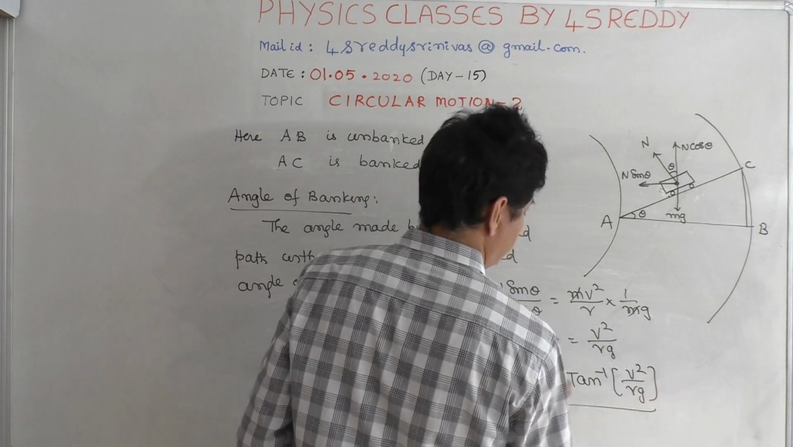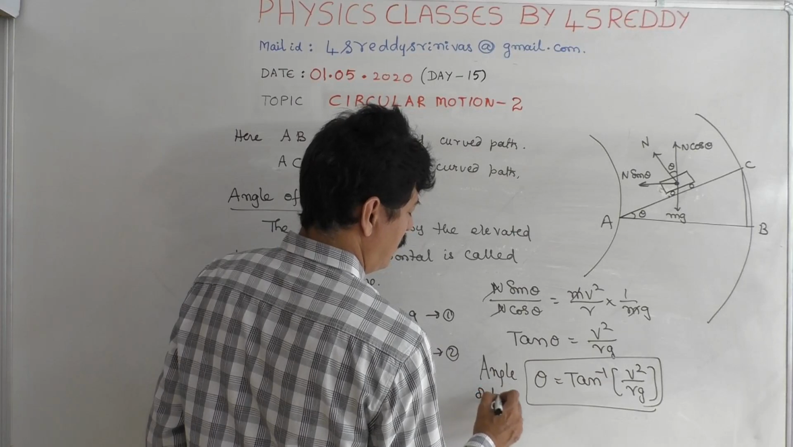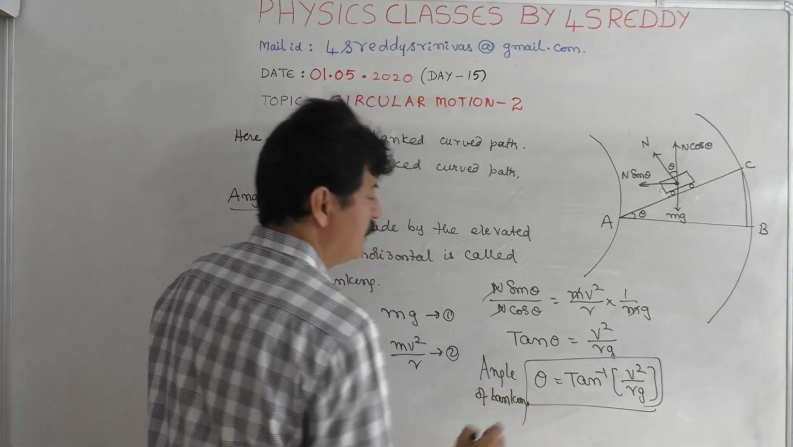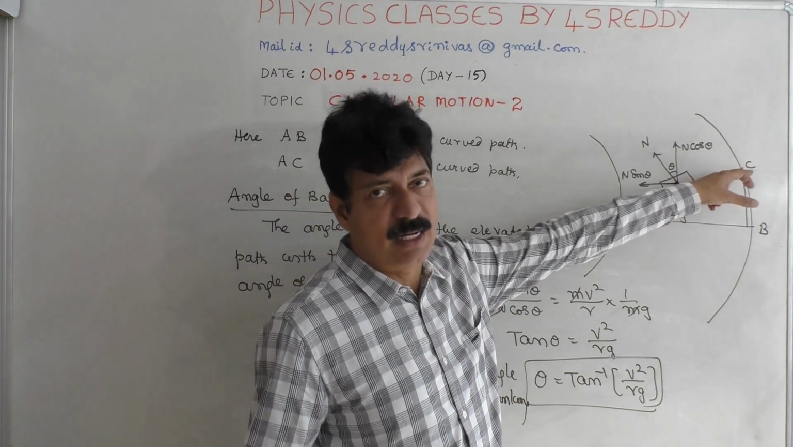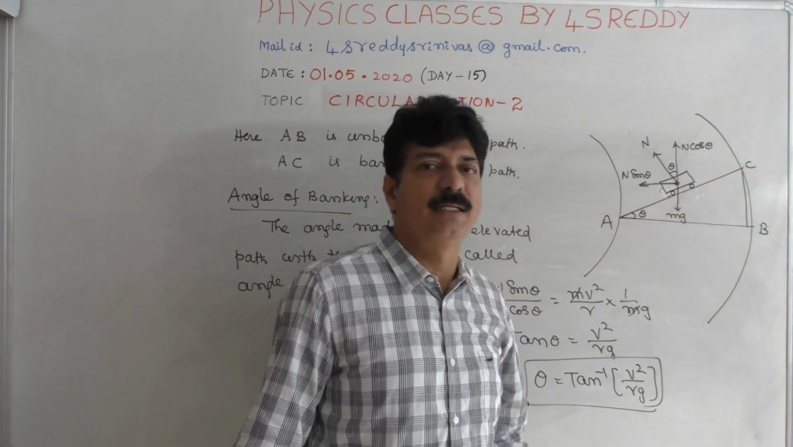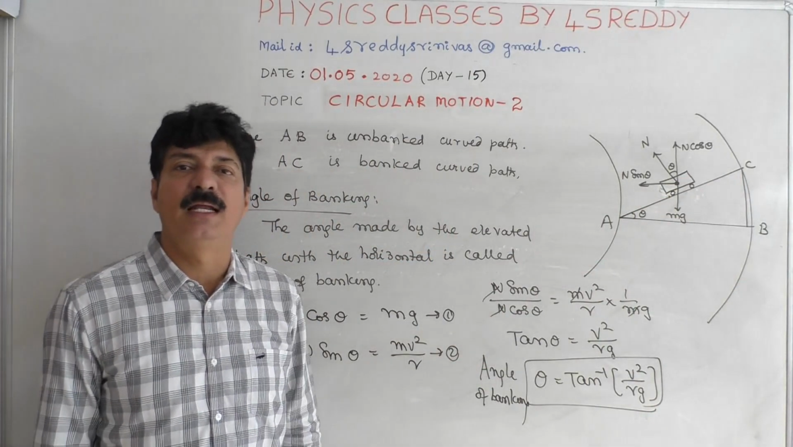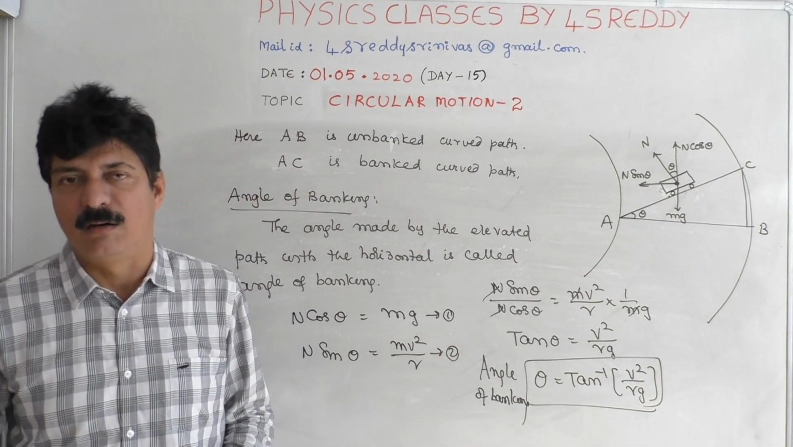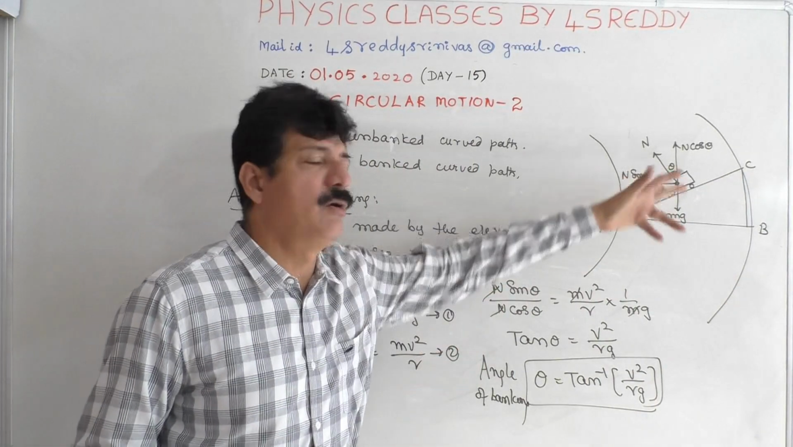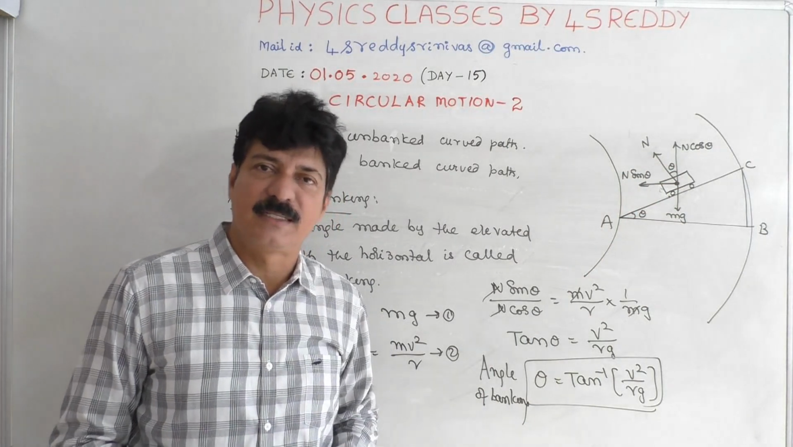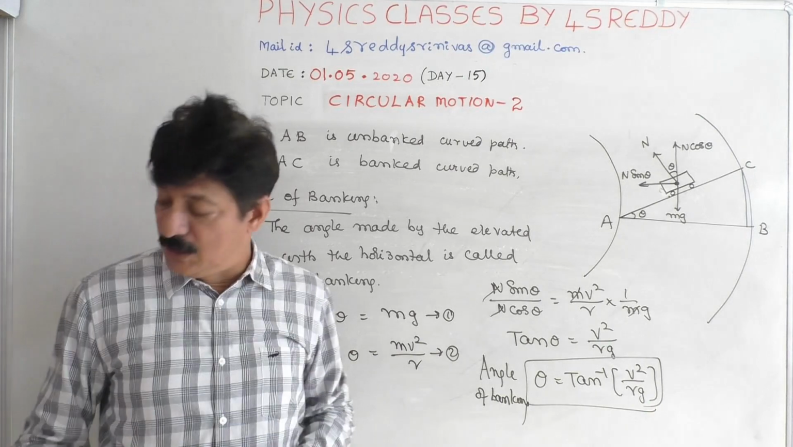This is called the angle of banking. So angle of banking means the angle made by the elevated path or banked path with the horizontal is called the angle of banking, and that is given by the formula tan inverse v square by rg. Got it? So here you should just know how this is resolved, and all will be discussed in later stages. So this is the point here.